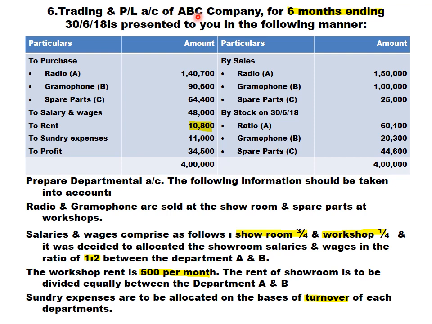So students, let us understand the question. Trading and profit and loss account of ABC company for 6 months ending 30th June is presented to you in the following manner. Purchases are given separately for each department, so the question of distributing purchases will not arise. They only give you how much is the purchase for A, how much for B, and how much for C. Next, salary and wages, you need to distribute 48,000 to A, B, C. Rent, you need to distribute 10,800 to A, B, C. Sundry expenses, you need to distribute to A, B, C.